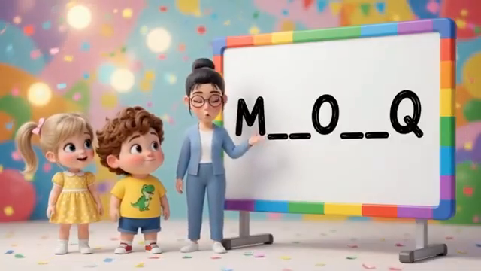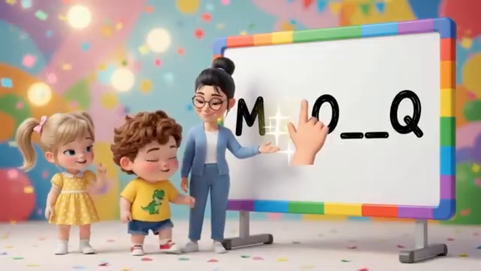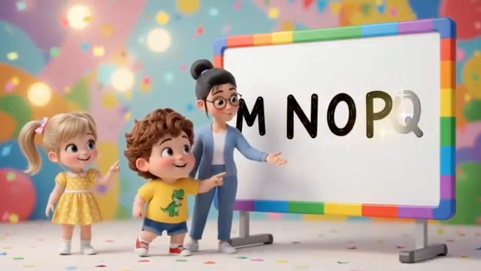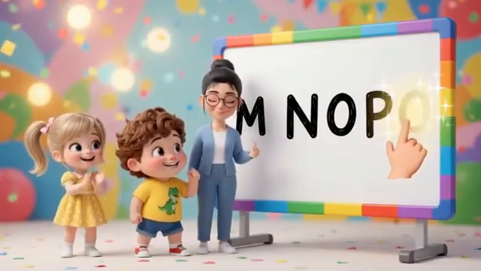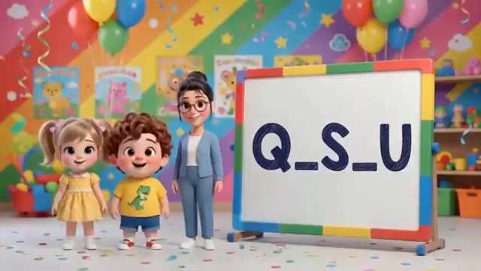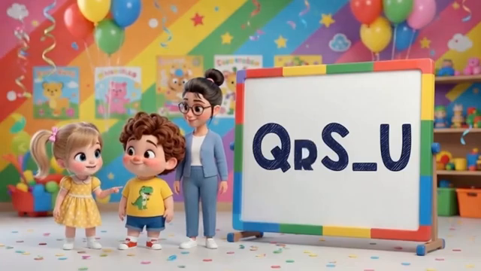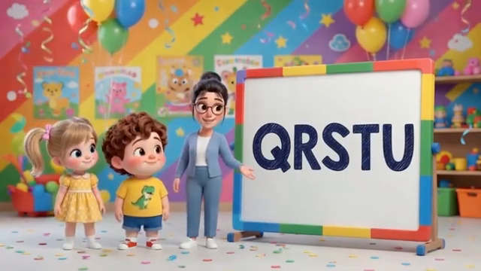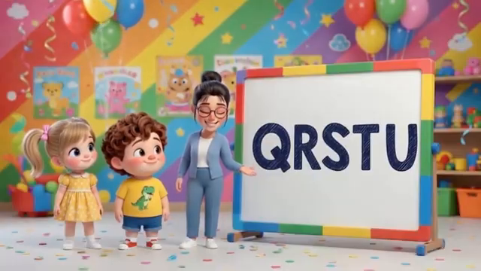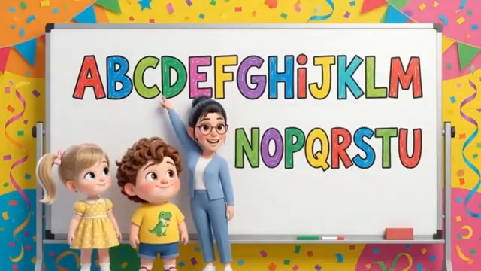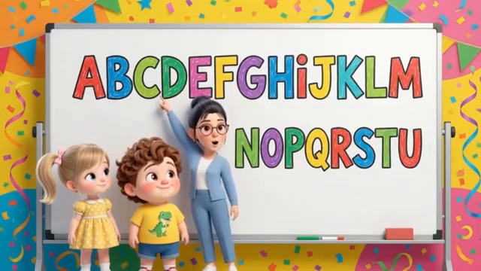Let's see. What comes after M? After M comes N. What comes after O? After O comes P. It's M, N, O, P, Q. Excellent job, everyone. Q, R, S, T, U. Missing letters are R and T. Good job, Lily. It's Q, R, S, T, and U. Everyone sings slowly and nicely, very slowly, correctly.